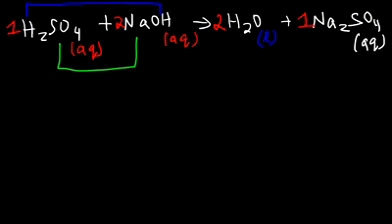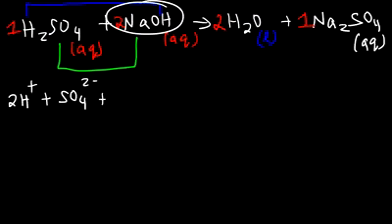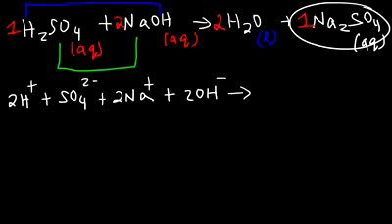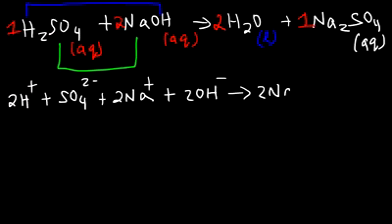So keep in mind, in order to do this, everything that's in the aqueous phase, we need to separate into ions. So let's start with sulfuric acid. It has 2 hydrogen ions and 1 sulfate ion. Next, let's move on to sodium hydroxide. So we have 2 sodium ions, don't forget there's a 2 in front, and 2 hydroxide ions. Now let's move on to sodium sulfate. There's 2 sodium ions and 1 sulfate ion.